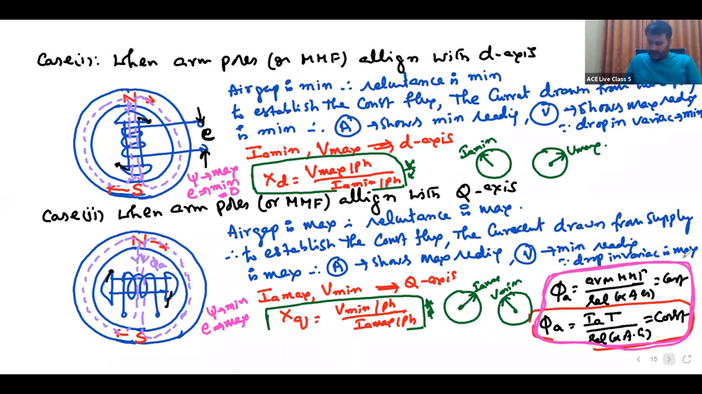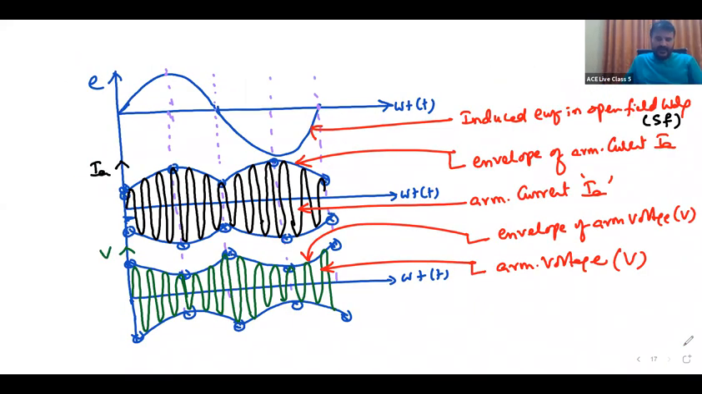So along the D axis, EMF is 0, but along the Q axis EMF is maximum. Again D axis minimum, again Q axis maximum, and again D axis minimum. These are the axes: direct axis and quadrature axis.